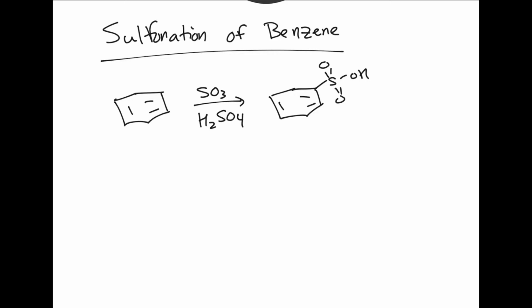This gets abbreviated, right? You don't have to draw out the whole functional group, kind of like on a nitro group. You don't have to draw out the whole structure. You can just write NO2. Here, this can get abbreviated to SO3H.